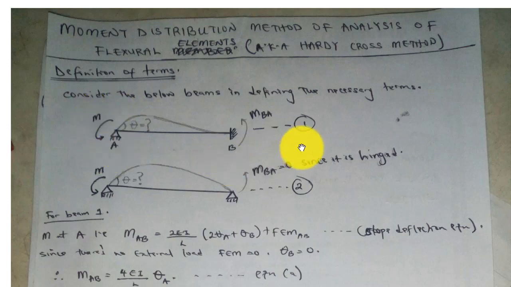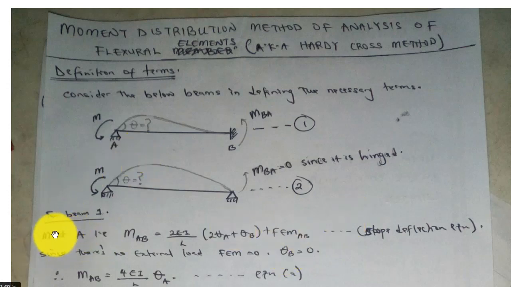This MBA here, that is the moment at B, is the moment due to the moment applied at M. So the only moment we apply here is M, as well as here, the only moment we apply is M. So this MBA is the moment resulting due to the moment applied at M. So for beam 1, I want to make a little bit of analysis before I define the terms that I want to define.